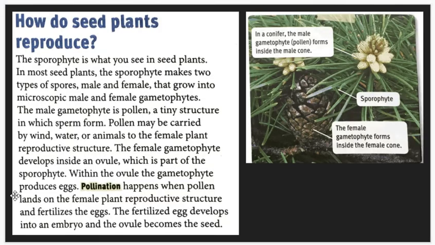This entire process is called pollination in plants. Pollination is when the pollen from the male portion goes to the female portion and fertilizes the egg. So remember, fertilization is when the male and the female gamete join together.